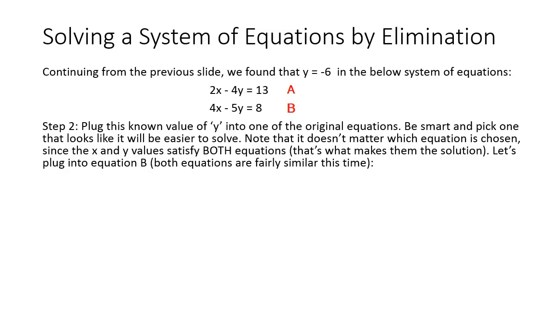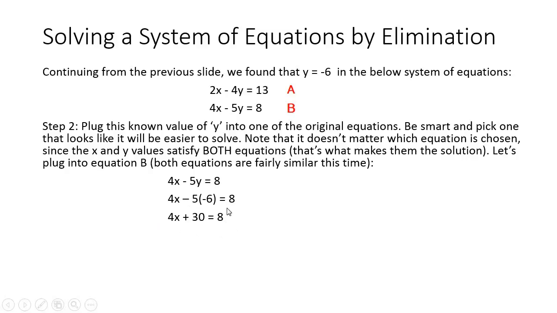In this case, both equations are fairly similar, so it doesn't really matter which one. I chose equation B. So wherever there's a y in equation B, plug in a negative 6 in brackets. So for y, we're putting in negative 6, and then we get 4x minus 5 times minus 6 is positive 30. 8, carry that down.